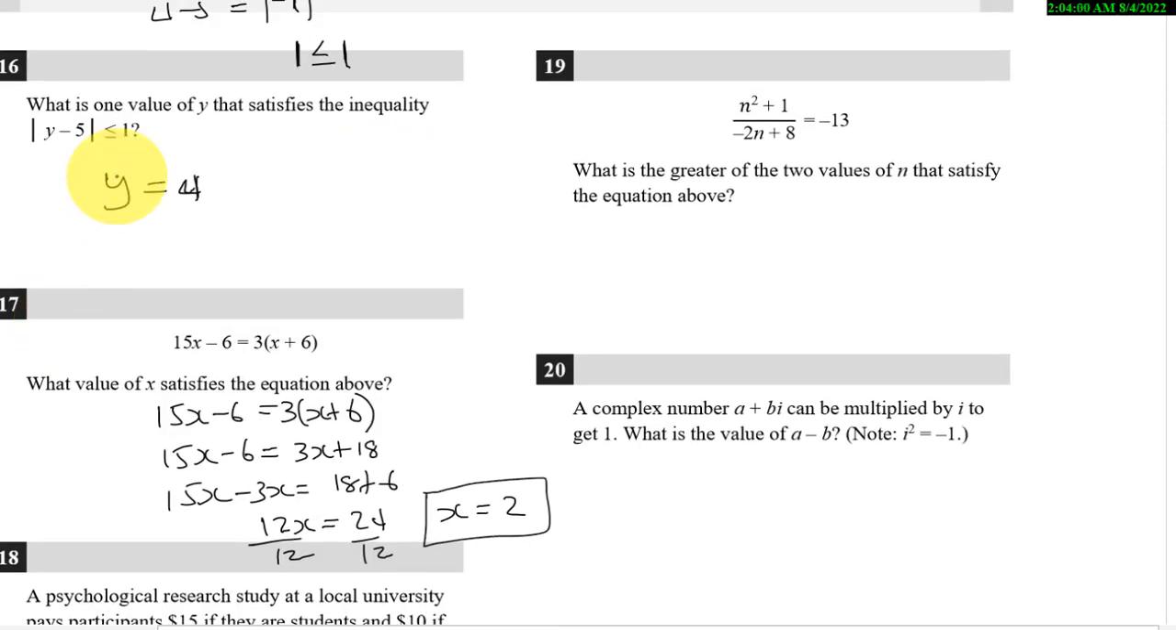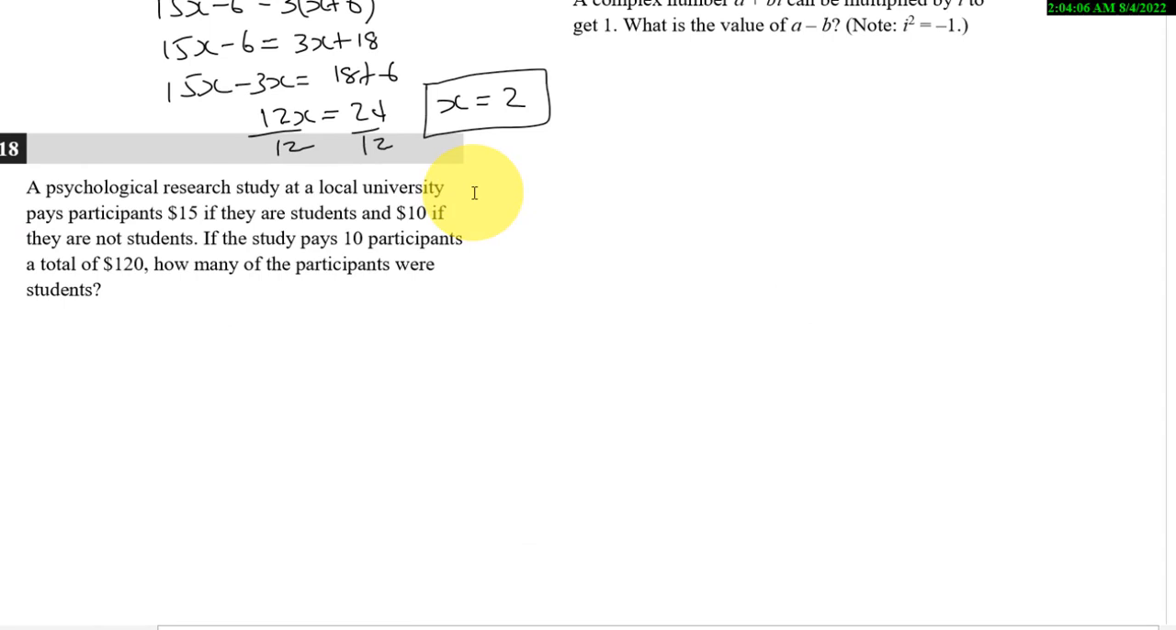Now mind you guys, these answers are supposed to be graded, so they do not stay here like this. Then a psychological research study at a local university pays participants $15 if they are students and $10 if they are non-students. If the study pays 10 participants a total of 120, how many of the participants were students?